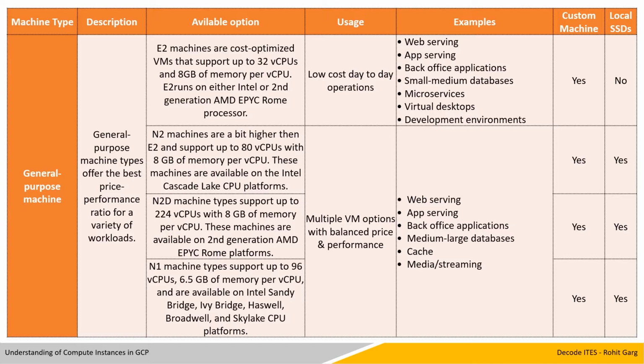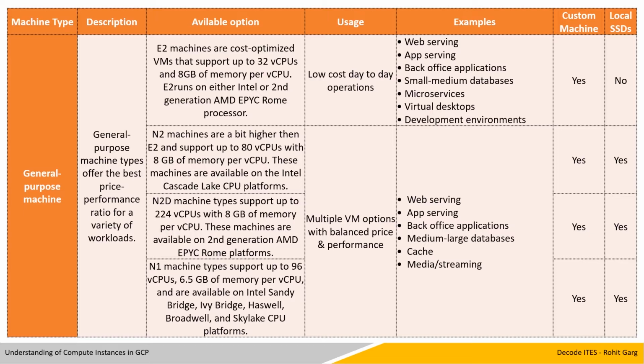E2 machines are cost optimized VMs that support up to 32 vCPUs and 8 GB RAM per CPU. E2 runs on either Intel or second generation AMD processors. These machines are low cost for day-to-day operations and best for web or app applications, back office applications, small and medium databases, microservices, virtual desktop services, and development environments. You can have custom configuration machines in the E2 section without local SSD support.